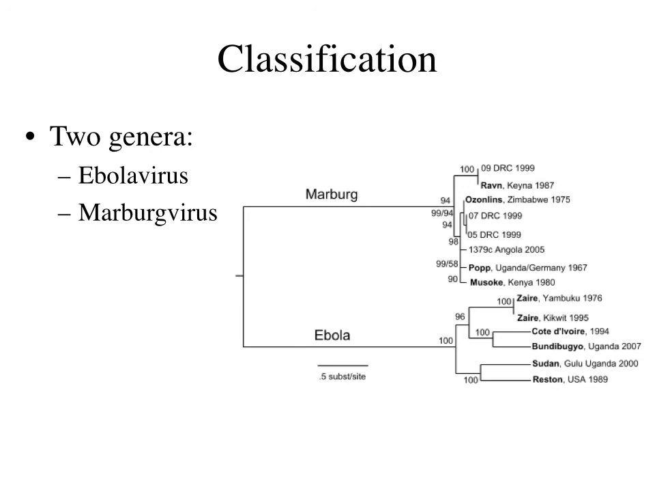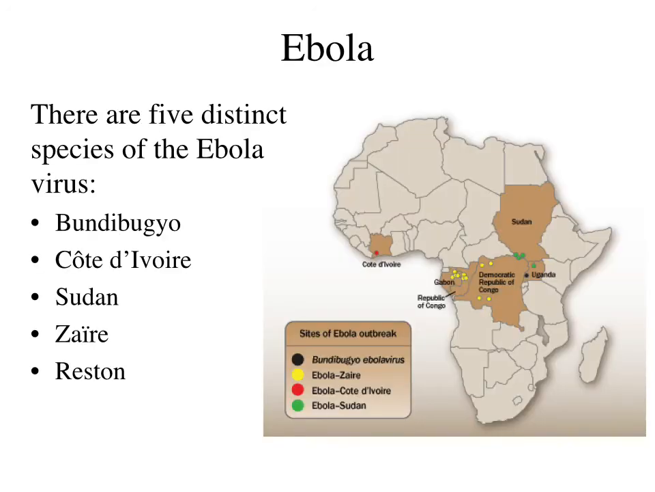In terms of classification of the Filoviridae, there are two genera, the Ebola virus and the Marburg virus. And we'll talk about these separately as we go along. So let's first talk about Ebola. There are 5 distinct species of Ebola virus. The Bundibugyo, Sudan, and Zaire species have been associated with large outbreaks of Ebola hemorrhagic fever in Africa with high mortality, while Cote d'Ivoire and Reston have not.